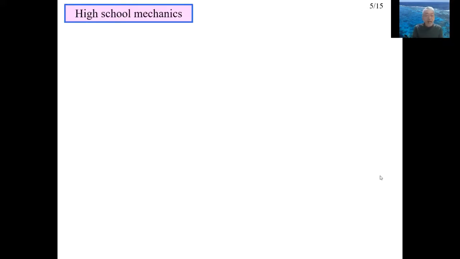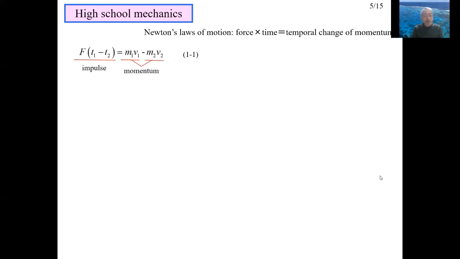First, let's review high school physics. Recall Newton's motion theorem for rigid body motion. Newton's law says that the product of the force and the time length that act on the object is equal to the difference in momentum between the two moments of time. Newton's law is given by equation 1.1. The product of the force and the time length is called the impulse. The momentum is the product of mass and velocity.